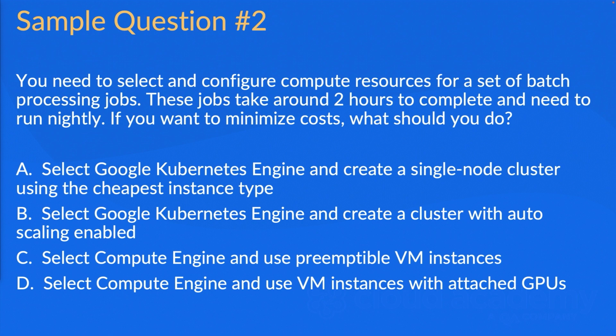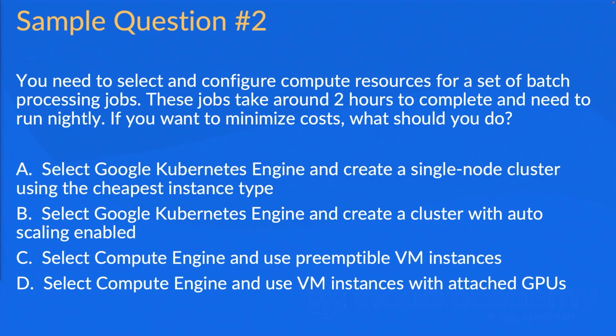The first option says to select Google Kubernetes Engine and create a single node cluster using the cheapest instance type. The second option says to select Google Kubernetes Engine and create a cluster with autoscaling enabled. The third option is to select Compute Engine and use preemptible VM instances. And the fourth option is to select Compute Engine and use VM instances with attached GPUs.